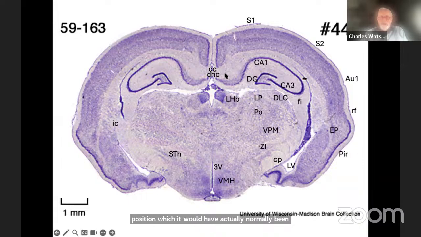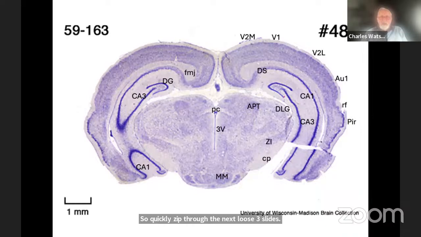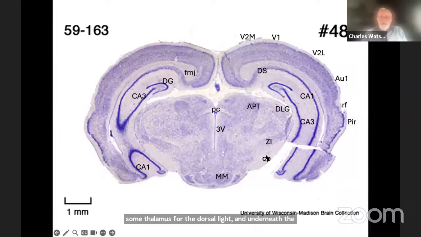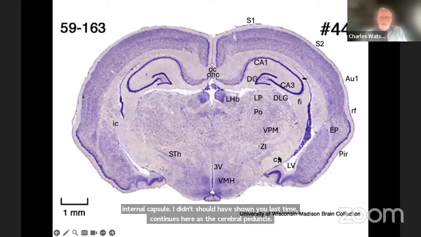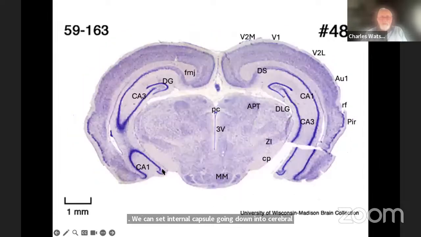So I'll quickly zip through the next three slides. Here, we've finally got the central core broken away from the rest of the forebrain, and we've got some thalamus with the dorsolateral geniculate, and underneath, the mammillary bodies and the hippocampus. Here's the internal capsule I should have shown you last time, which continues here as the cerebral peduncle. In the last section it was actually here, and I didn't point it out to you. On this side we can see it, internal capsule going down into cerebral peduncle, just down below.